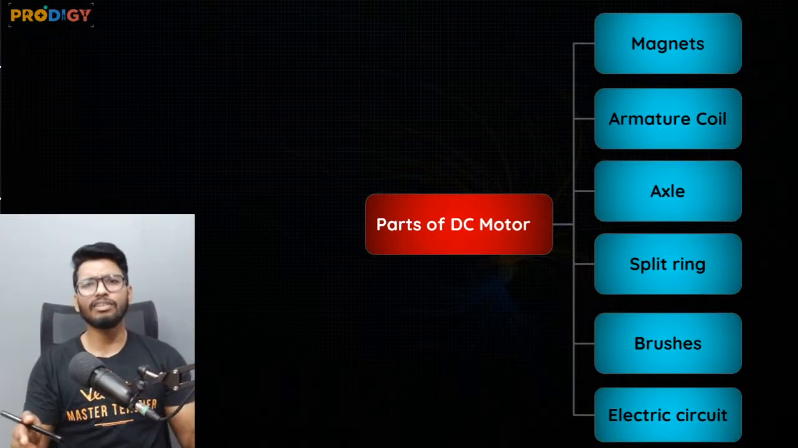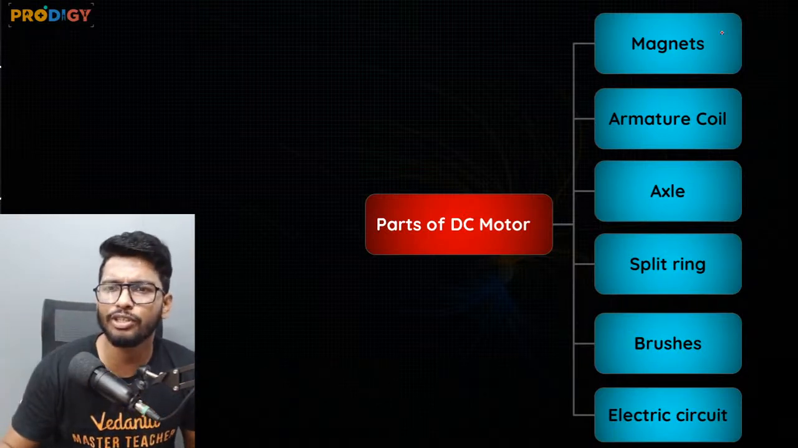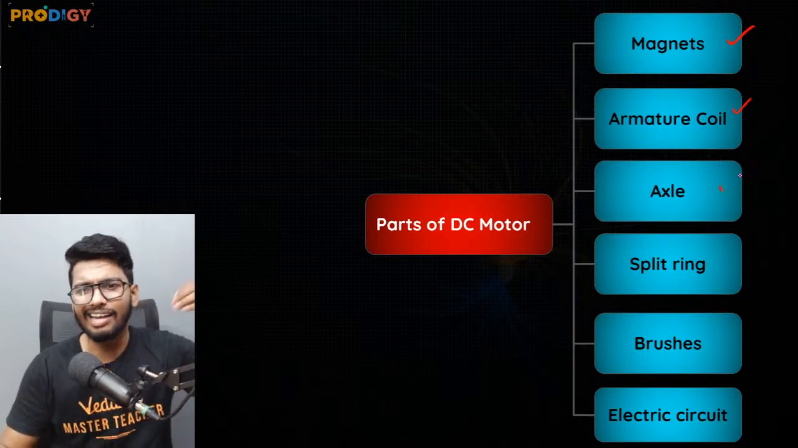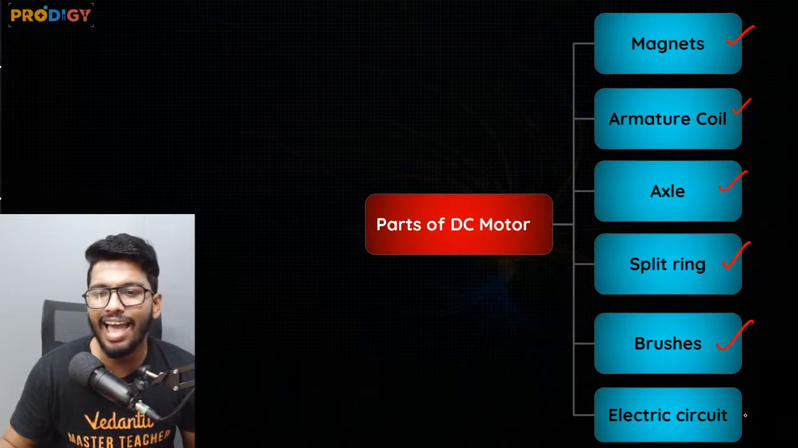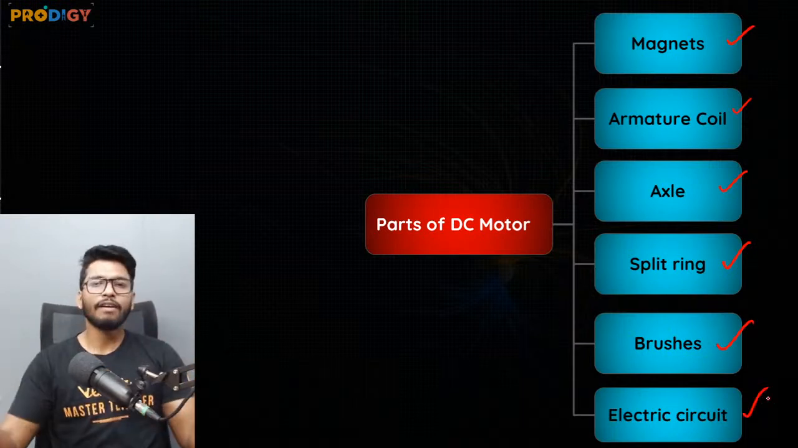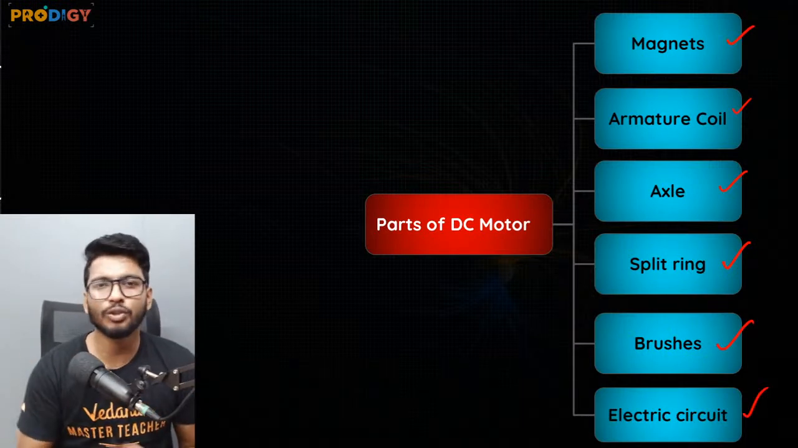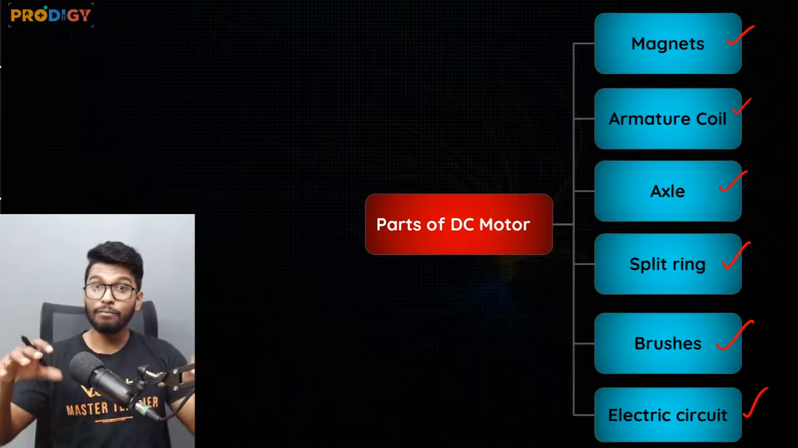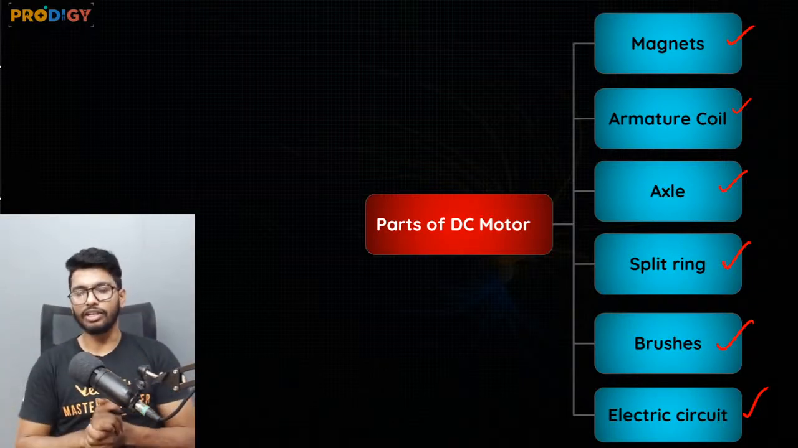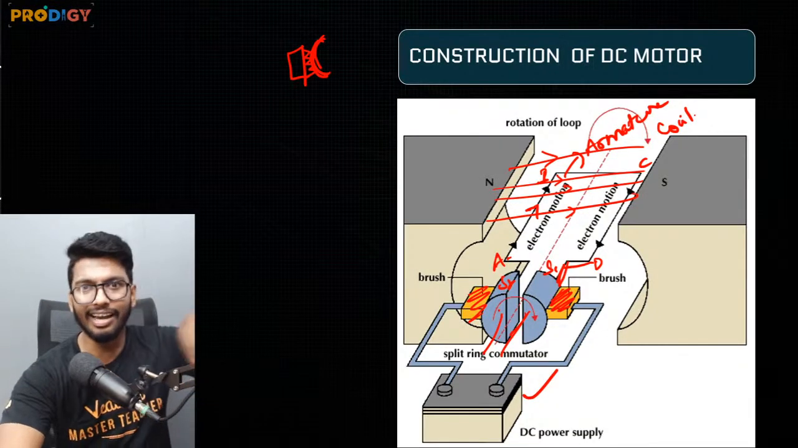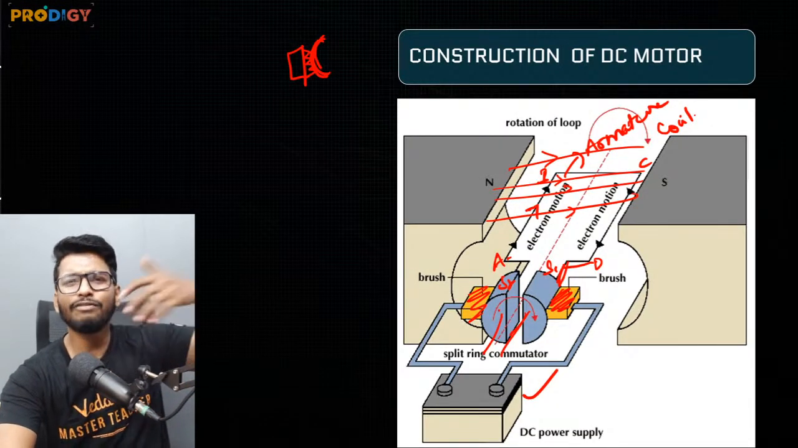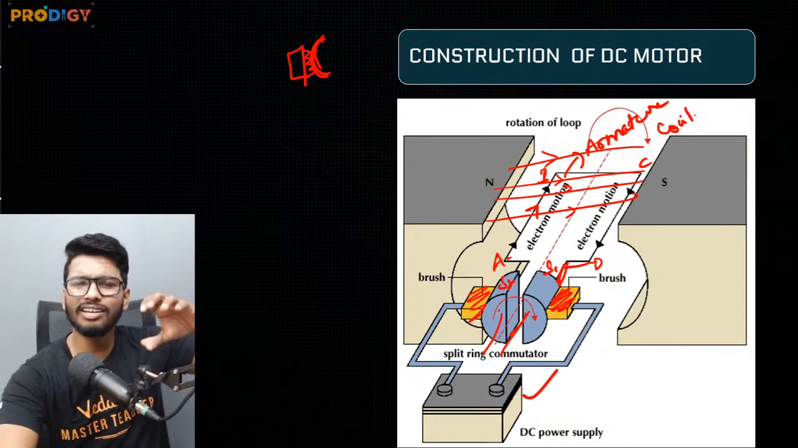So basically, guys, these are the different parts. You have the magnets, the armature coil that I just talked about, the axle, which is basically connected to the split ring. Then you have the split rings, brushes, and the external circuit where you have the cell, the switch, and whatnot. Now, if you look at this entire DC motor, there are a few parts that are free to rotate about an axis. There are a few things that can rotate, and a few things that are not, they're stationary.